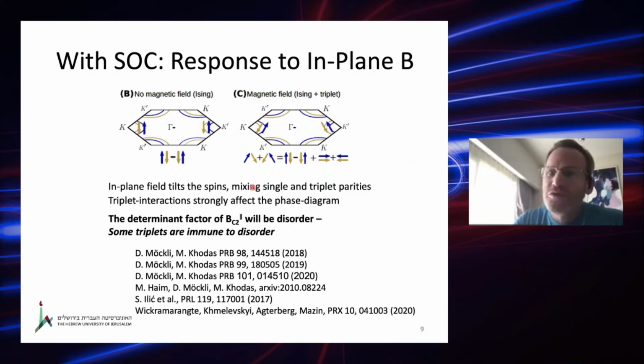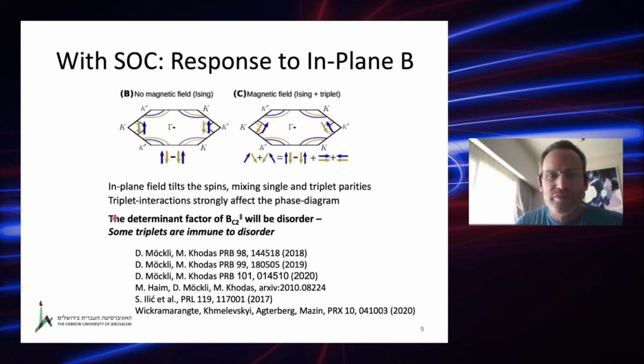Now, how is superconductivity destroyed by the in-plane field? This is actually subject of theoretical debate at the moment. So there's been several works by a number of groups by now. And my colleague Maxime Chodas has been very active in this field and with his former postdoc David Mockli. And they suggest a number of models, one of which is that if we look at the zero field pattern of the spins at the K points, the application of the in-plane field tilts these spins, and the tilting of the spins introduces some kind of an equal spin triplet component.